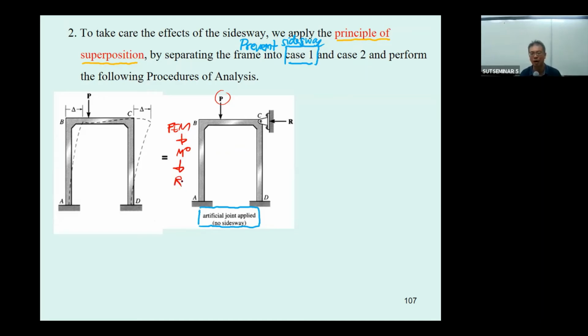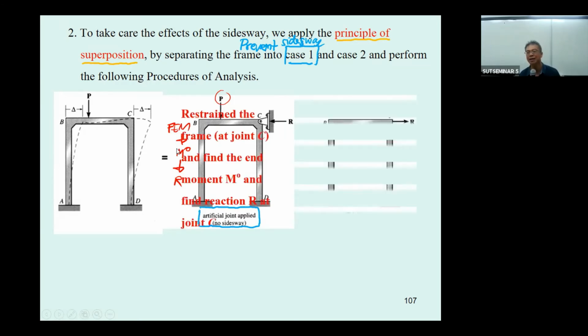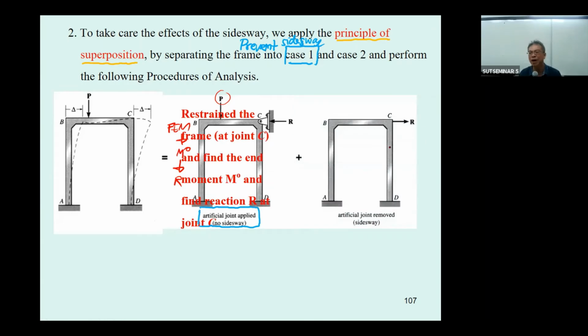We will be talking about this later. So we will have the reaction force R. This reaction force is supposed to be applied to the structure. Okay, let me stop here. Again, let's restrain the frame at joint C and find the end moment M sub O here, and find the reaction R. The wording here can be put simply like this, and then coming to that, we can apply the bus.